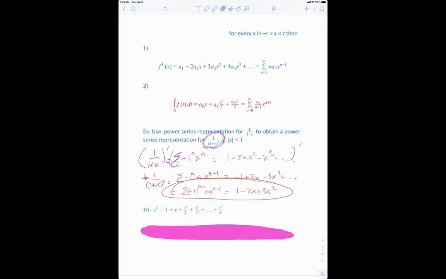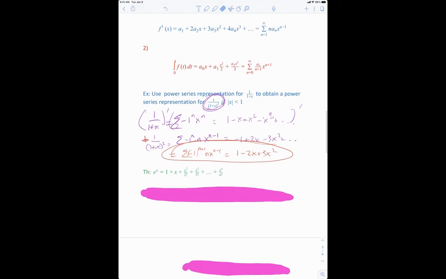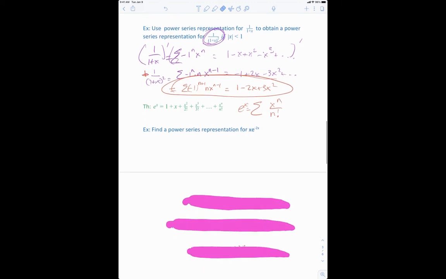So we need to give you some more. Here's one for you: e to the x. We're going to show you how to get this later on. It's just the sum of x to the n over n factorial. Now I'm just going to show you how to find another one, like x times e to the negative 2x. So we're going to show you how to manipulate the original one to get this one.